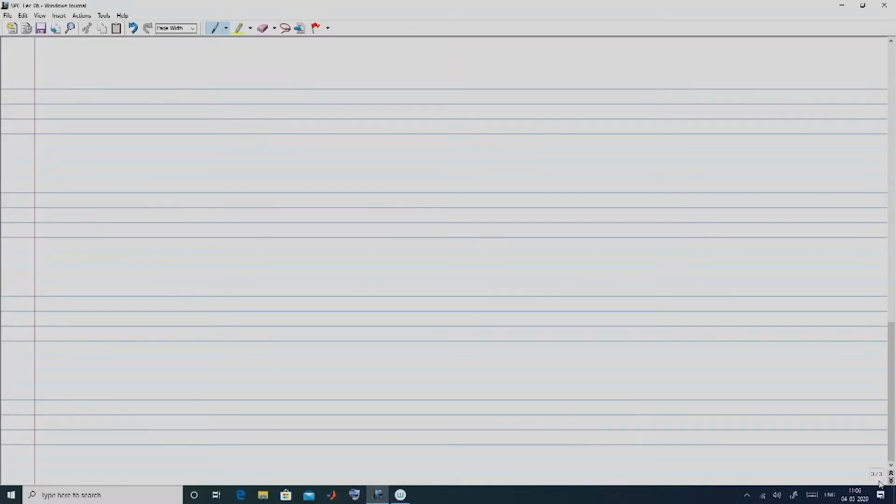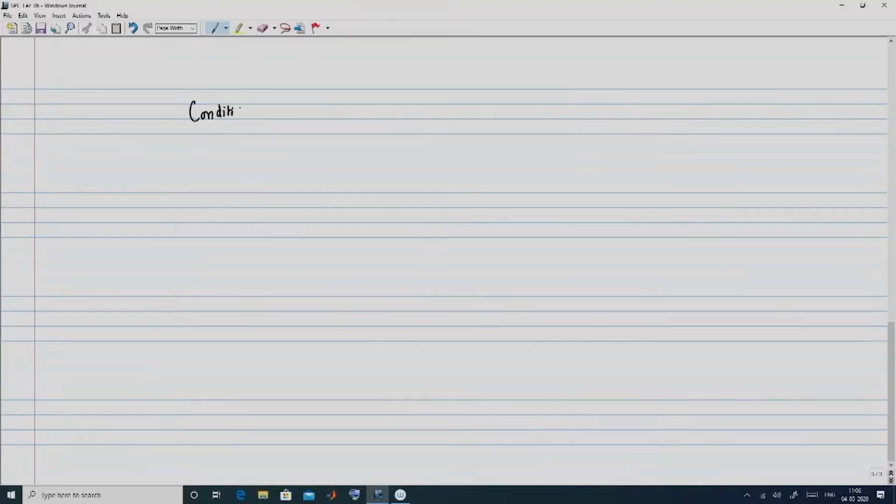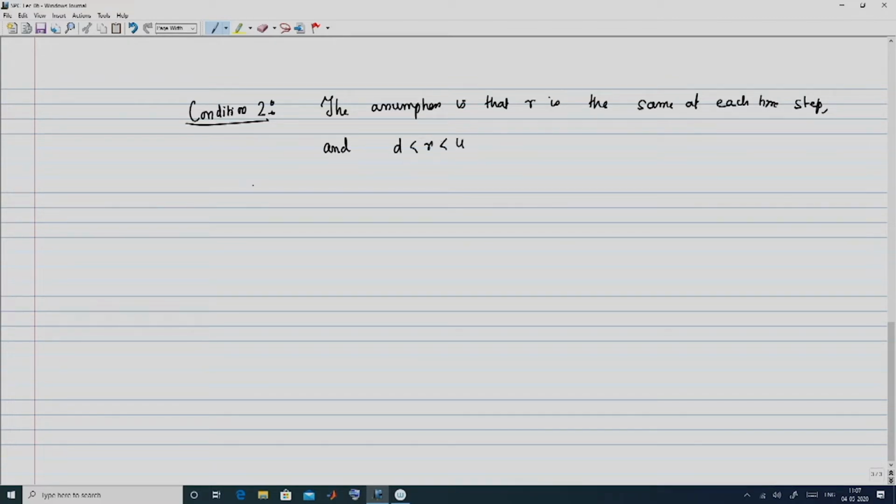We now come to the second condition, and this condition will be in terms of this R that we have just introduced. The second condition involves the assumption that R is the same at each time step. That means R remains constant as long as you are considering the model of the asset, and d less than R less than u.